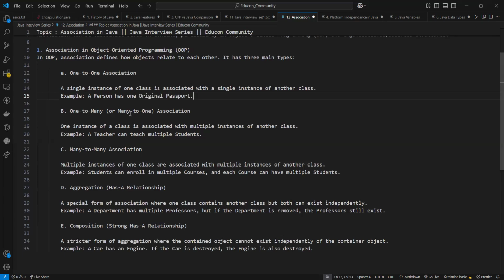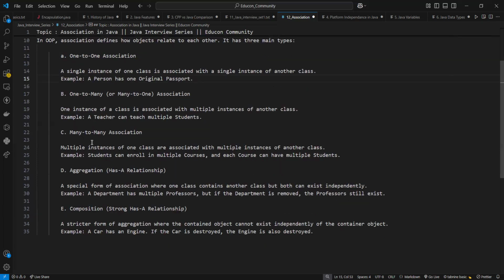Many to one means many employees are working in the same organization. That is many to one. Many employees, but their organization or employer is the same. That is basically many to one, right?